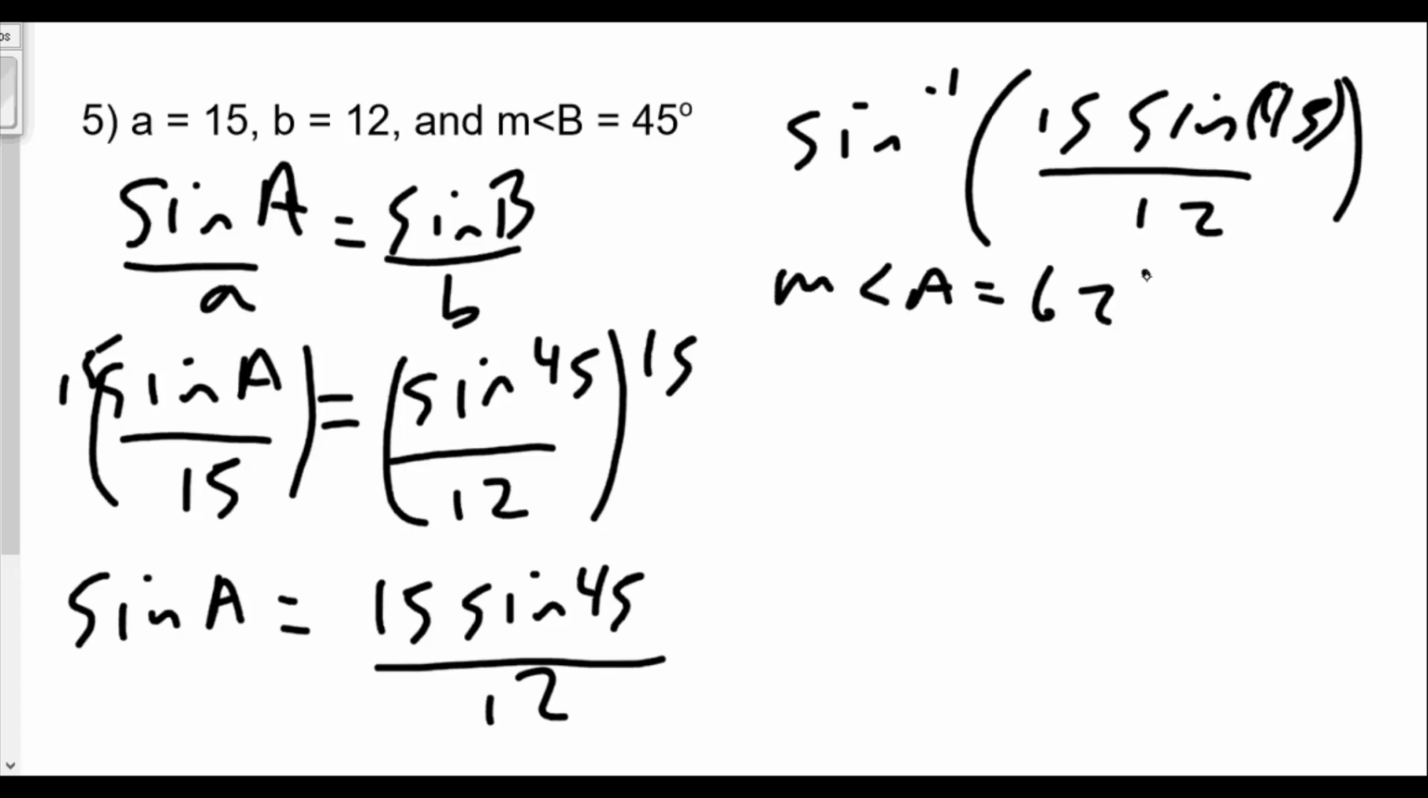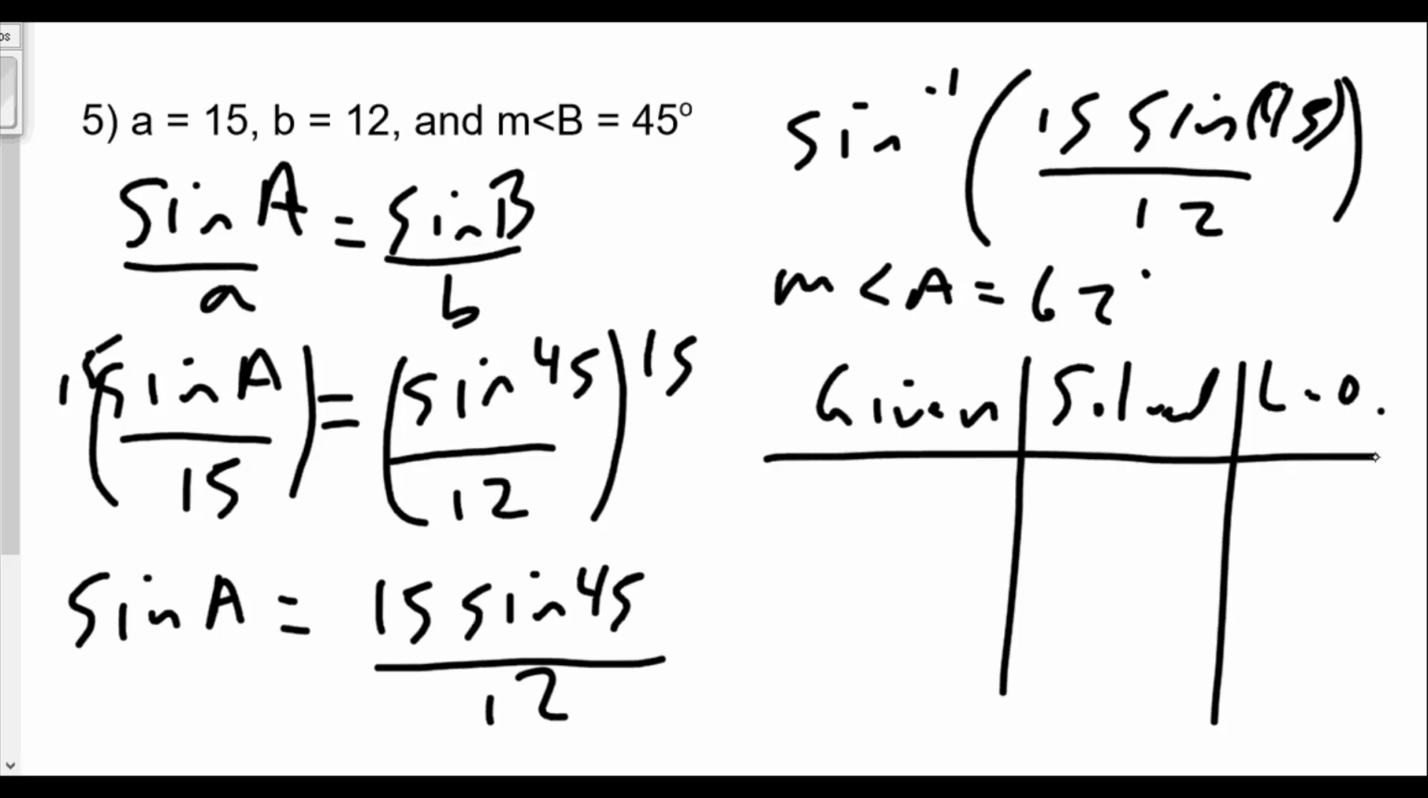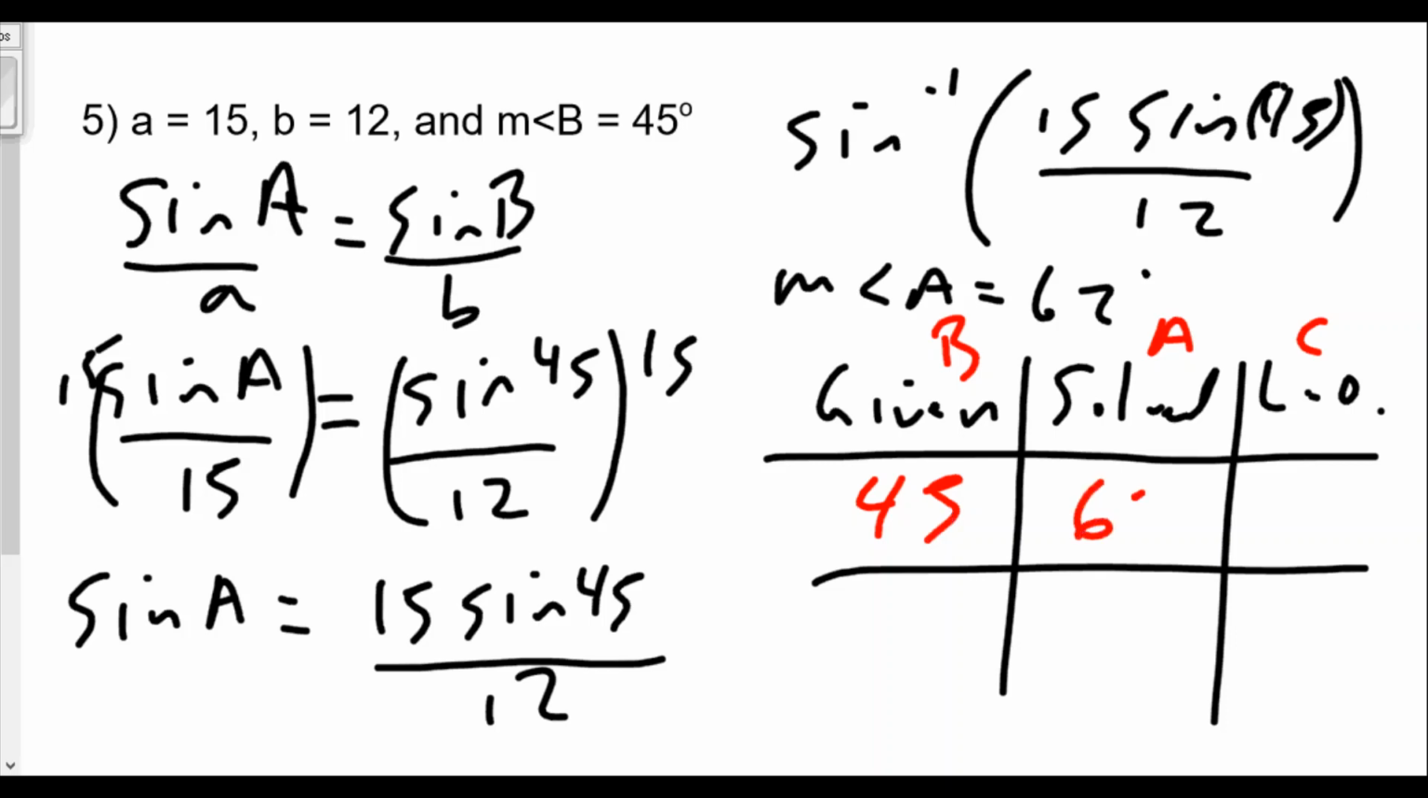equals 62 degrees. So again, we have our given, solved, and left over. I'll just put LO. So given, solved, left over. Our given angle measure was 45 degrees. Here, in this situation, our angle measure was B. We solved for angle A, and what's left over is C. So our given angle is 45, our solved angle is 62 degrees, and the leftover angle is, well, 45 plus 62 is 107. So 180 minus 107, 73 degrees, I believe.